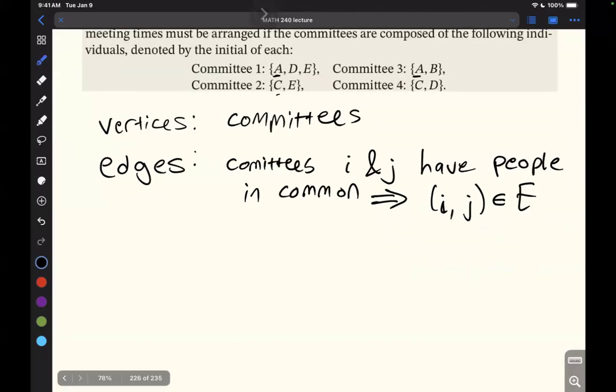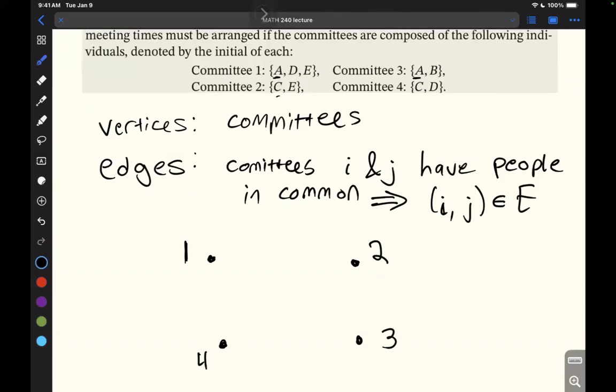Okay, so once we've decided the structure of our graph, once we've decided what the vertices and the edges are, now we can draw it. So let's say we're going to call this committee 1, committee 2, committee 3, and committee 4. You can draw 4 vertices however you want. The placement doesn't matter. So now let's insert our edges.